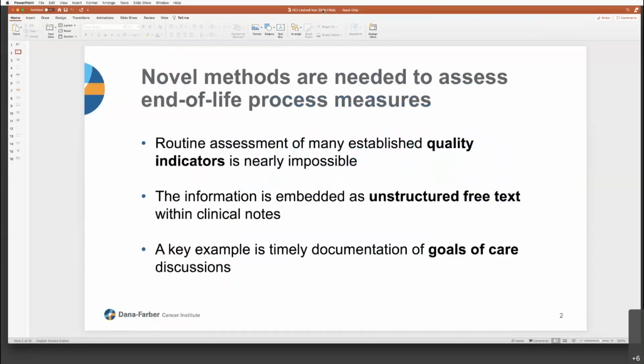It is so extremely important that we can assess care quality for vulnerable patient populations, such as patients with life-limiting illnesses. In addition to treating their illness, we also have to make sure that their symptoms are well treated and that communication about goals and priorities take place. The challenge is that routine assessment of many established quality indicators is nearly impossible. The information is embedded as unstructured free text within clinical notes. And a key example of this is timely documentation of goals of care.